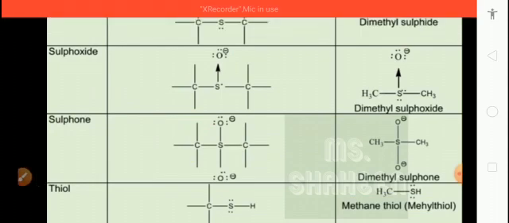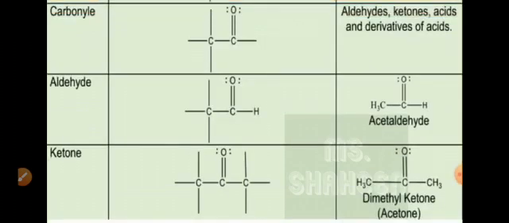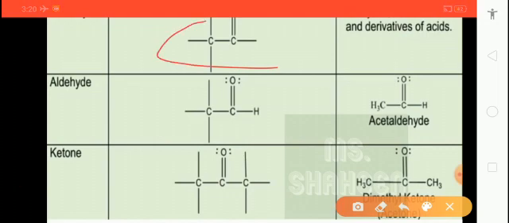Now the next functional group is the carbonyl. In carbonyl, when an alkyl group is attached with a CO, that may be aldehyde, ketone, acid, derivative of acids. Okay, this is a general formula of carbonyl that I have told you, in which we have CO with an alkyl group and on this side anything can be attached.